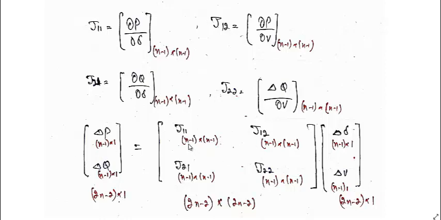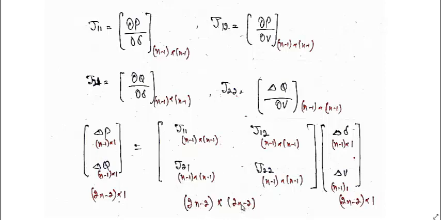Now you can see in this term the number of rows will be n minus 1. Here also the number of rows will be n minus 1. The total number of rows will be 2n minus 2. You will see that in this case columns will be n minus 1. Here also columns will be n minus 1. That means the total number of columns will be 2n minus 2. Same is the case for this. You will see that the order of this Jacobian matrix will be 2n minus 2 cross 2n minus 2.